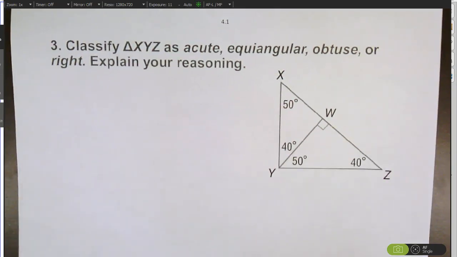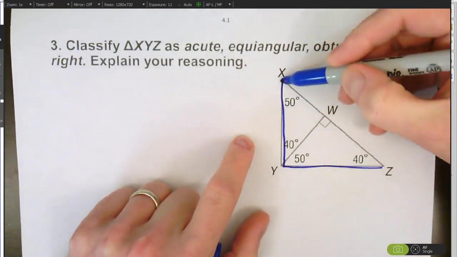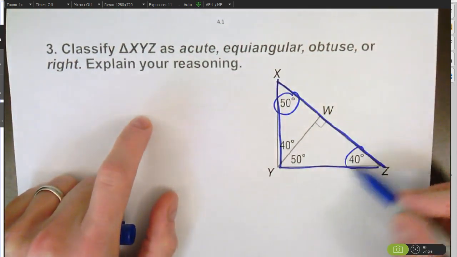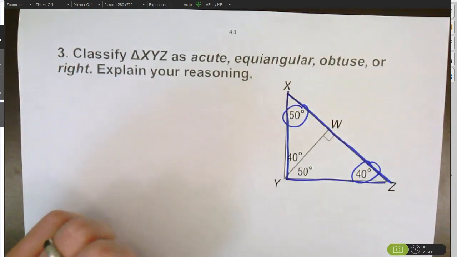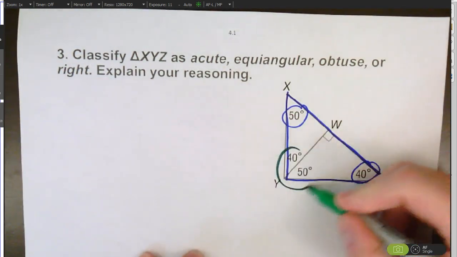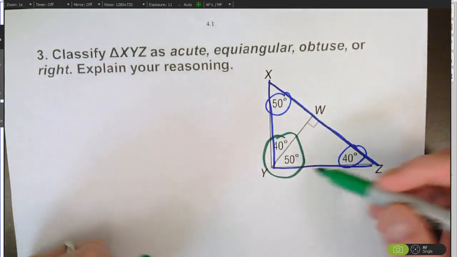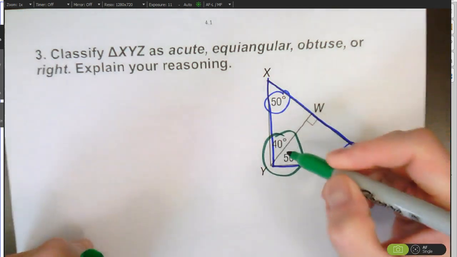So I'm looking at this triangle here, the big overall XYZ. If I look at that, I've already got two angles, 50 and 40. So those are two acute angles. So the question is obviously going to be, what kind of angle is this leftover angle? If that leftover angle is obtuse, it's obtuse. If it's acute, it's acute. If it's right, it's right. Obviously not equiangular because 40 and 50 aren't the same.